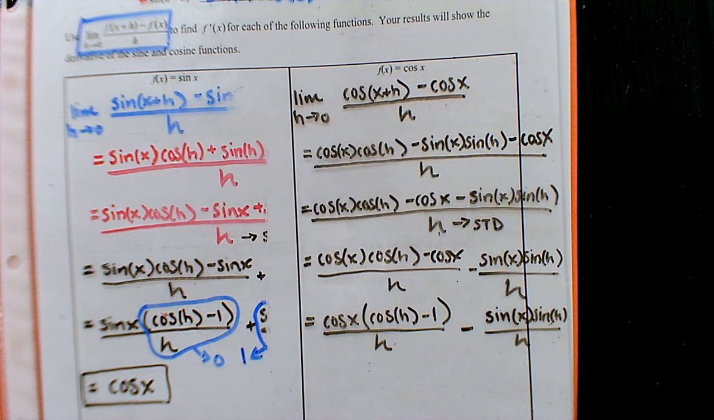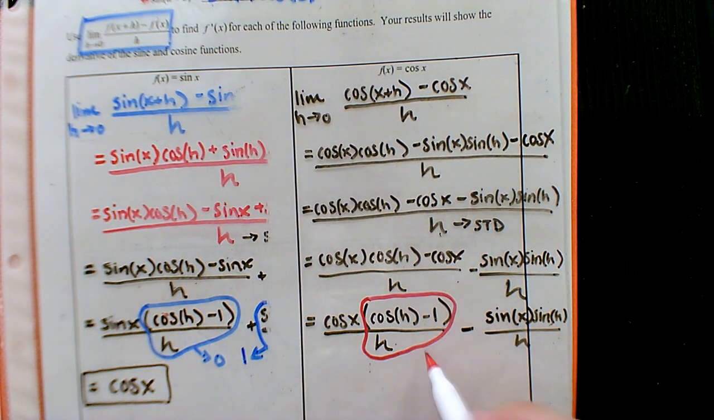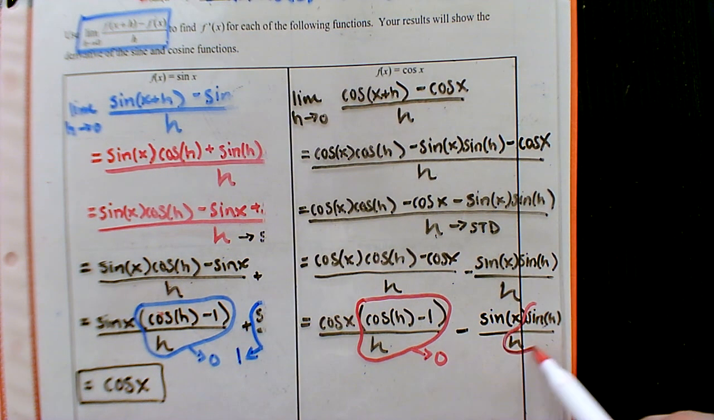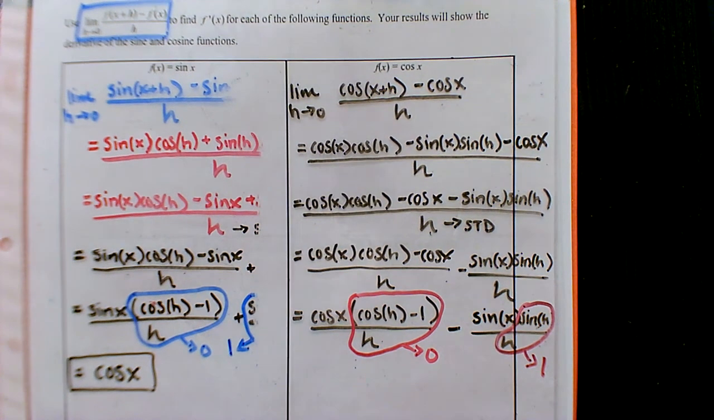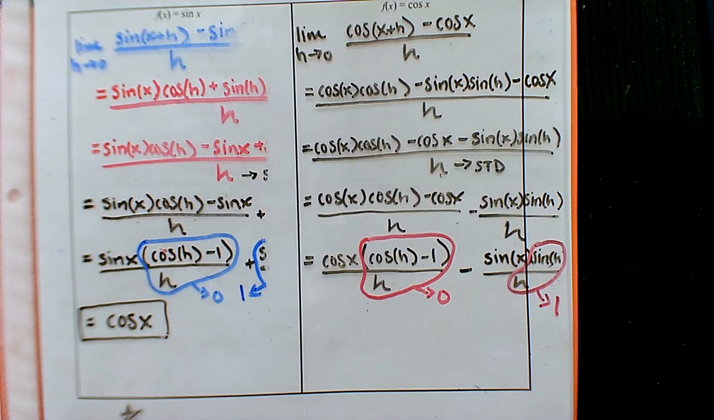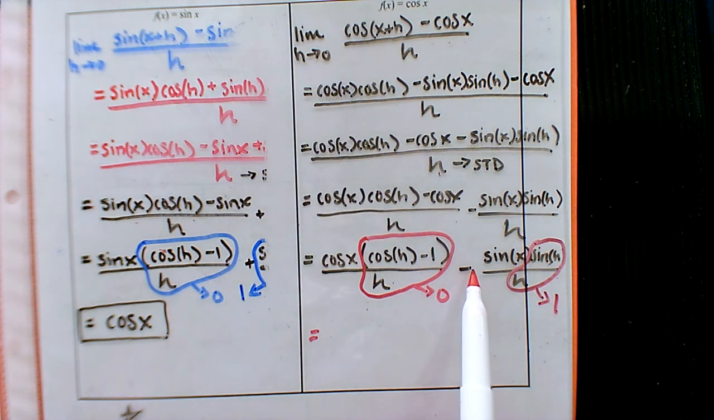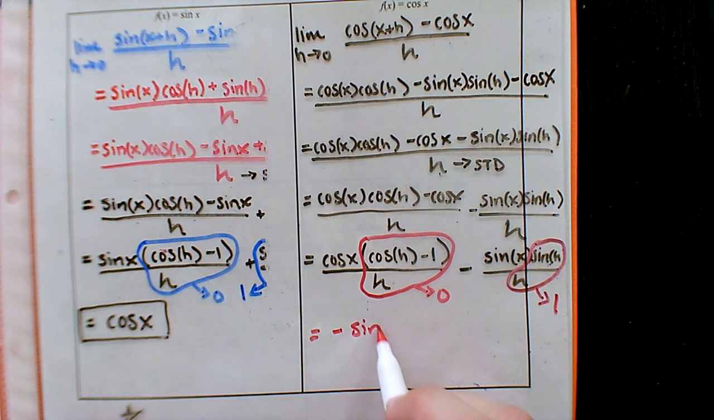Can we see those trig limits showing up again? Okay, so cosine of h minus 1 all over h goes towards 0. Sine of h over h goes towards 1. So it looks like we're left with cosine of x times 0, which is just going to go away. And then we have to subtract sine of x times 1, which would just leave us with a negative sine of x since we were subtracting.